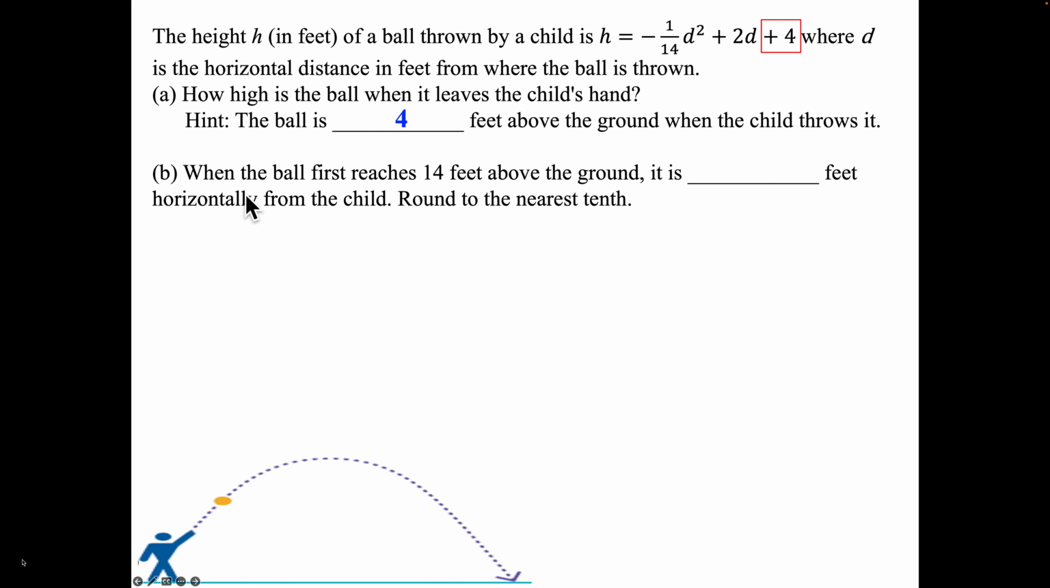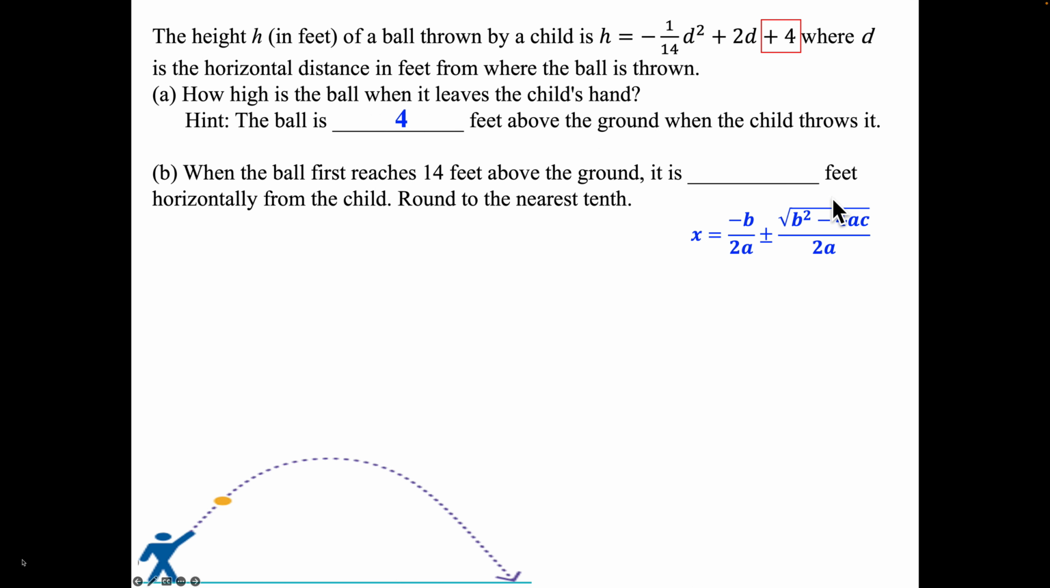Part b. When the ball first reaches 14 feet above the ground, it is blank feet horizontally from the child. So what they're informing us is that here is my throw. At some point in time, it's going to hit 14 feet. It'll keep going up, and then it's going to descend and hit 14 feet again. So we want to find out what's the d that's going to get us that first 14 feet.